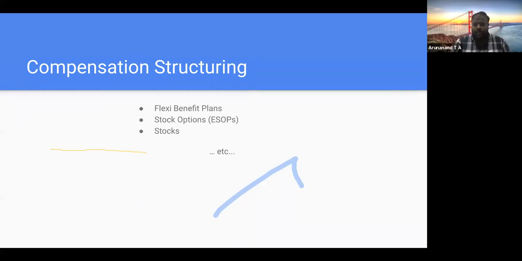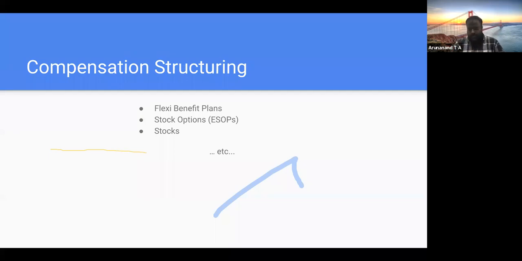So we're coming to the end of the second topic. We have 4 topics. This is the end of the second topic, compensation structuring. So as I said, compensation is not always about money. Compensation is about the money that you get in hand, which may or may not have flexibility plans, etc. So there's the actual amount of money that you get.